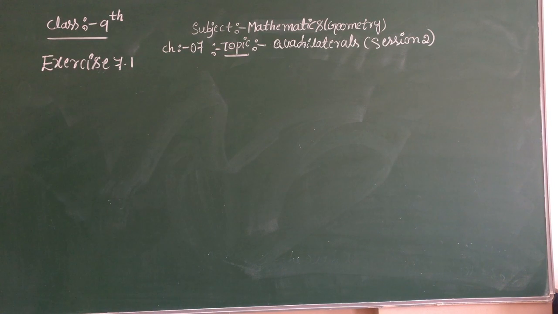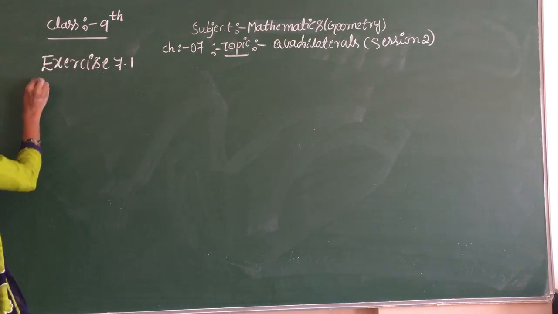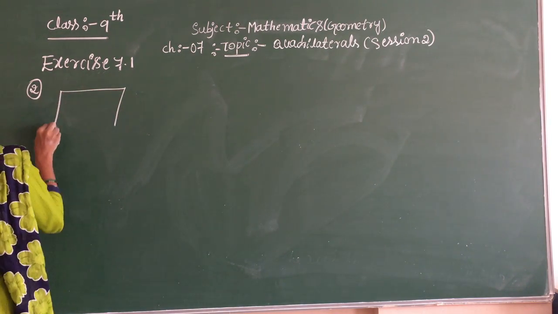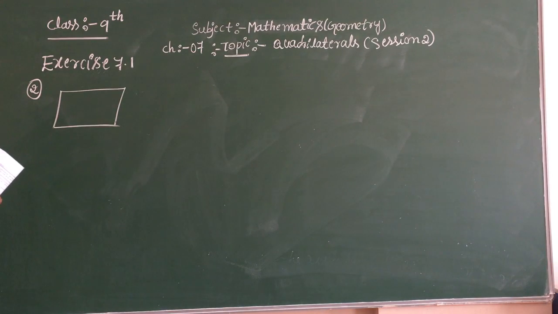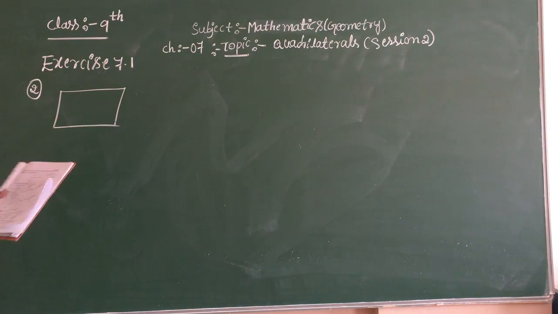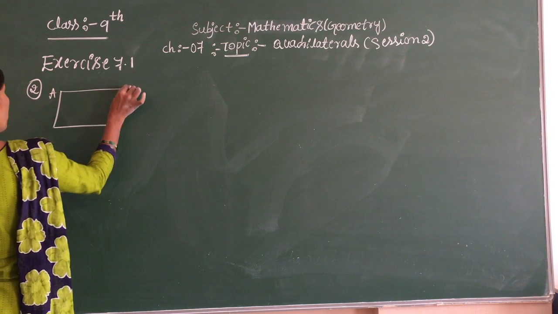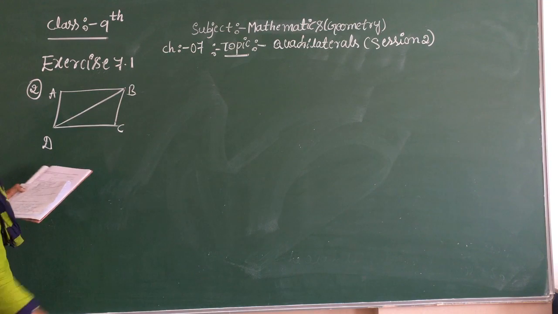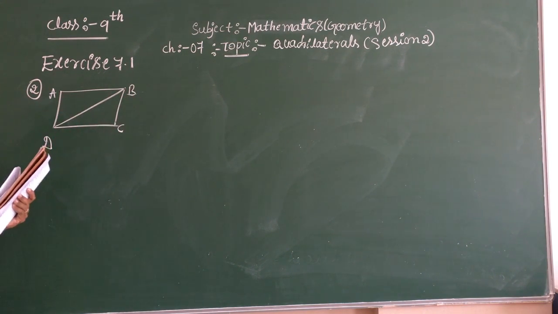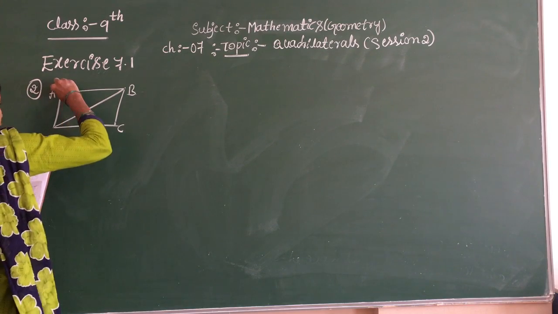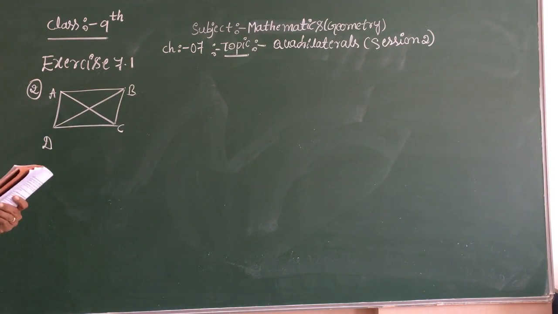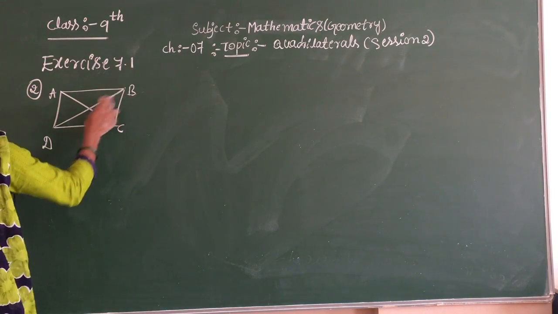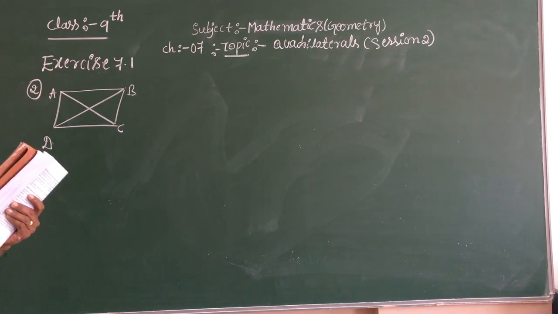In the second problem, children, you should draw one rectangle. In a rectangle, opposite pairs of sides are equal. You should give the names A, B, C, D and draw the diagonals, so DB and AC are the diagonals. Children, you should draw the two triangles. How many diagonals does a quadrilateral have? It has two diagonals: BD and AC.